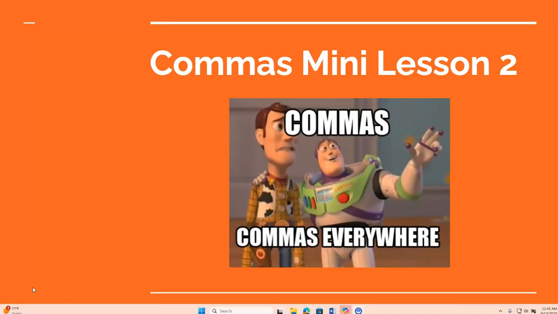As you can see here on the screen, the topic that we're going to be talking about today is commas. This is actually our second lesson over commas. Last Monday, we did our first mini lesson, and we were focusing on the use of commas in sentences that contain coordinating conjunctions. We're going to be adding a little bit to that today.